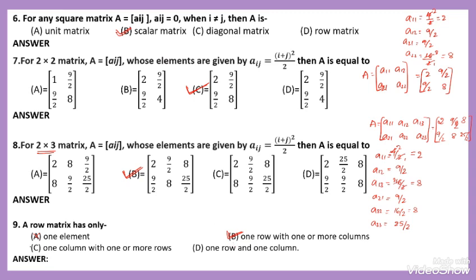Here, while checking the option C, one column with one or more. No, one row and one column, this is not possible. Okay, then next question.